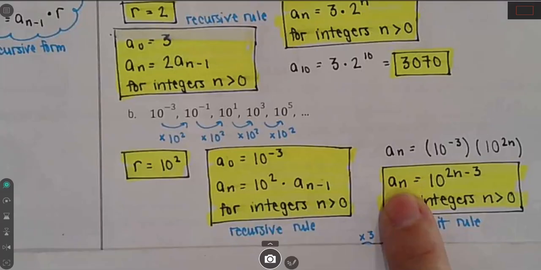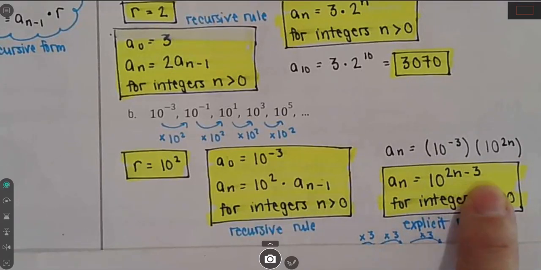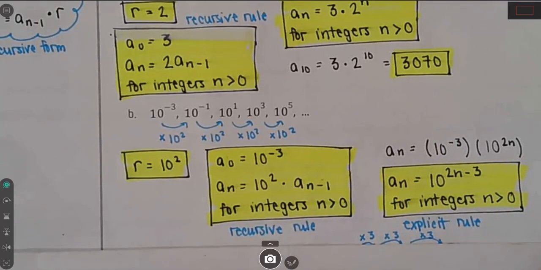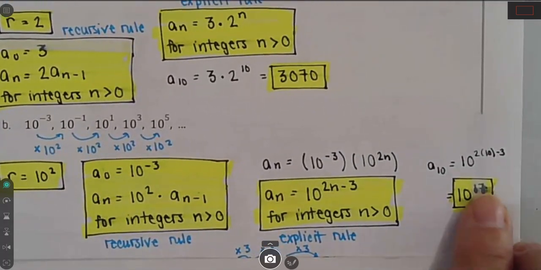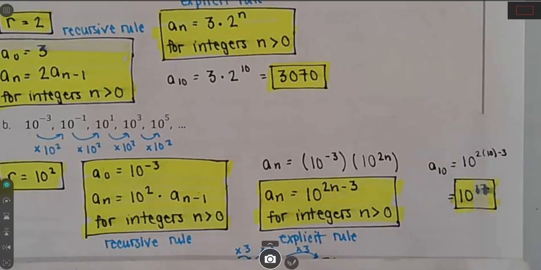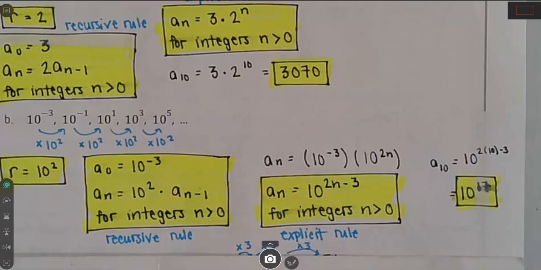The explicit rule is a sub n equals 10 to the 2n minus 3. This is the explicit rule. And when you plug in 10, sorry, it's smeared a little bit, 2 times 10 minus 3 is 17. So 10 to the 17th power, and I left it as an exponent.